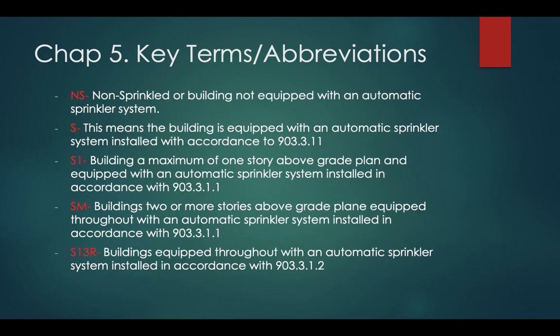Some abbreviations we'll see when we're looking at these charts: if we see an NS, that means it's non-sprinkled, or the building is not equipped with an automatic sprinkler system. S means the building is equipped with an automatic sprinkler system in accordance with 903.3.11. S1, building a maximum of one story above grade plane and equipped with an automatic sprinkler system installed in accordance with 903.3.11. SM, building two or more stories above grade plane equipped throughout with an automatic sprinkler system. And then S13R, building equipped throughout with an automatic sprinkler system.